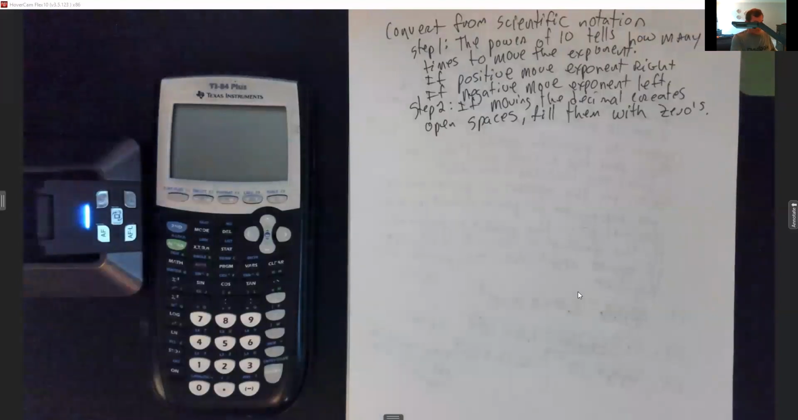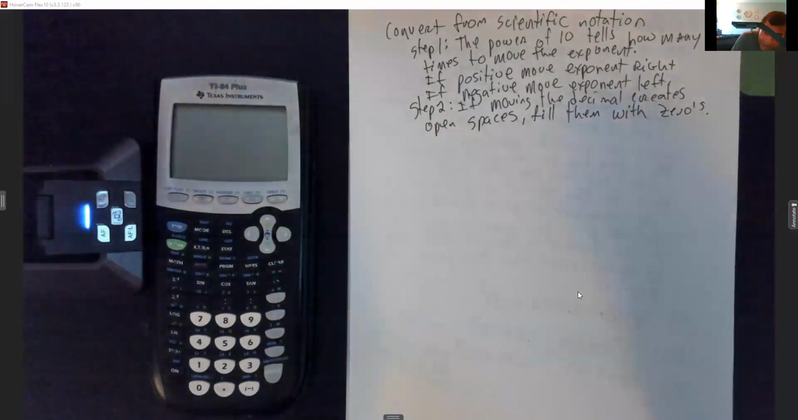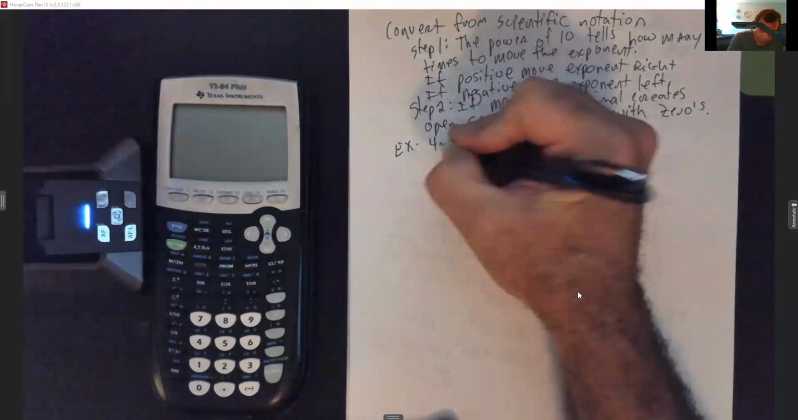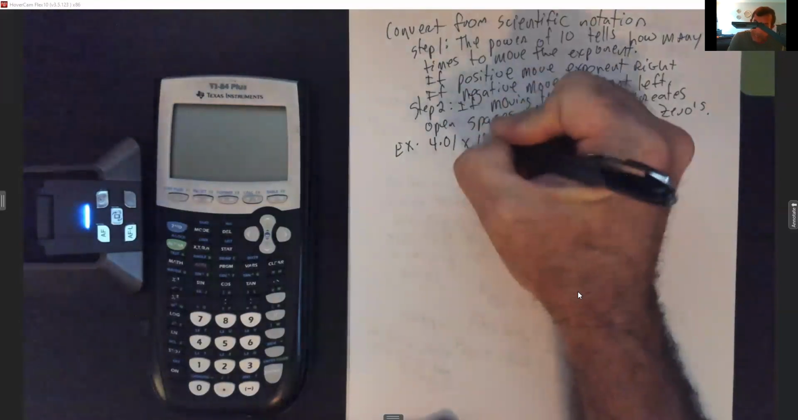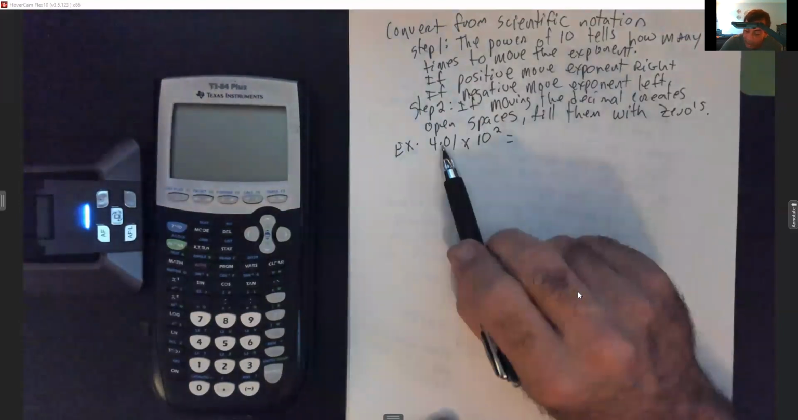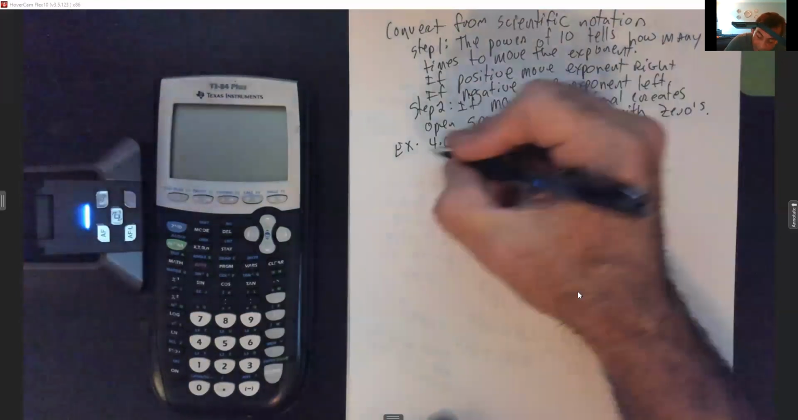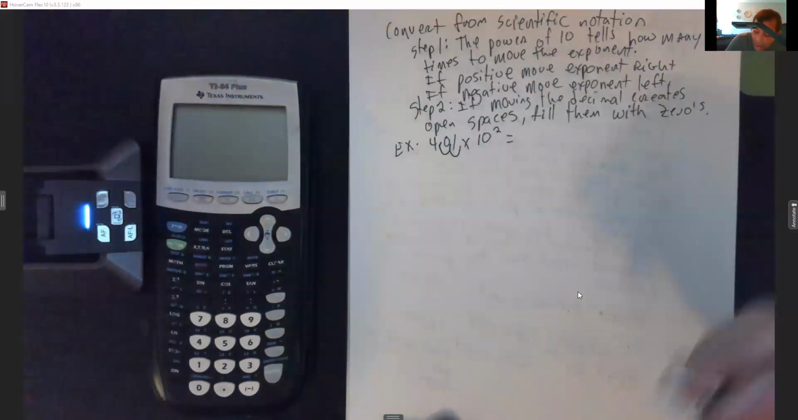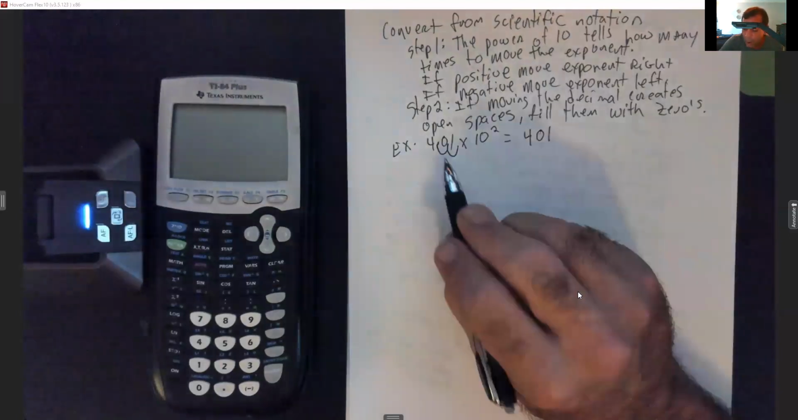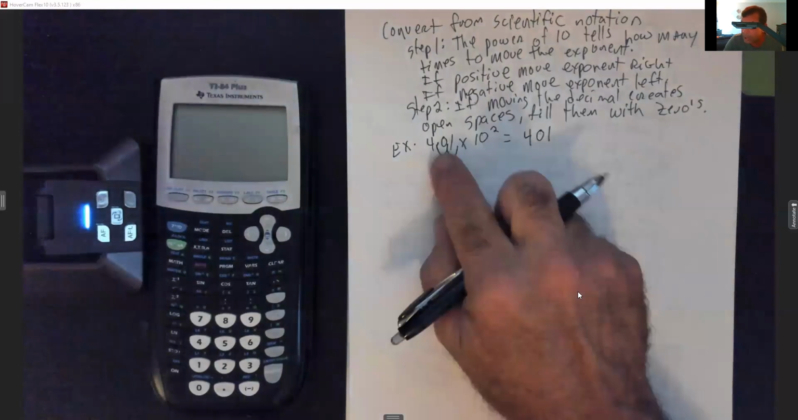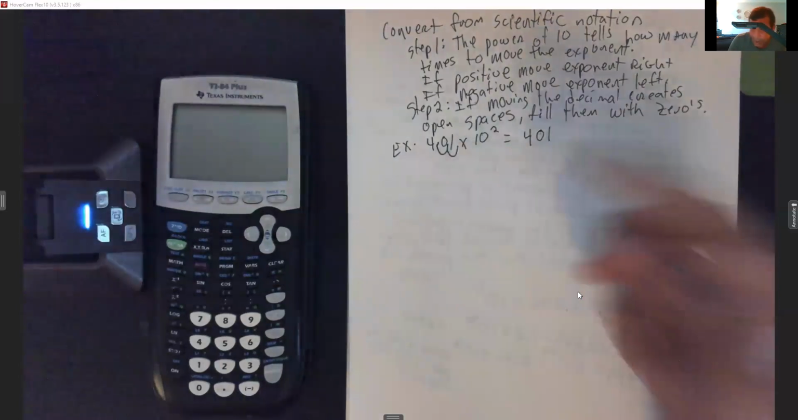All right, so let me see what I got on this now. So we're going to do examples of converting from scientific notation into standard form. So first I got 4.01 times 10 to the second power. So this is positive, so I would move the decimal right two places. So if I move it right two places, that goes behind the one. And since the decimal is behind the last number, you don't have to write it, and I just get 401. So 4.01 times 10 squared, which is 100, so 4.01 times 100 is 401, okay?